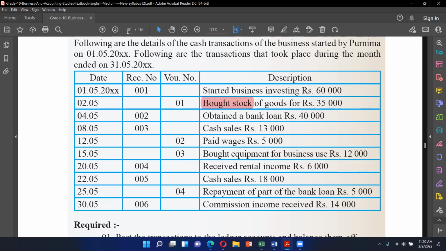4th May. Minanga. Cash book debit 40,000, bank loan credit 40,000. Good. Risandi. 8th May.